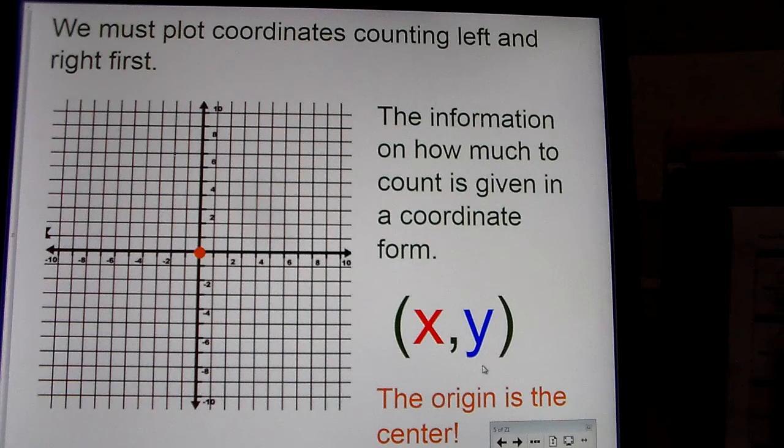The y value tells us how much up and down. So that second number in the coordinate tells us up and down. If it's a positive number, we count up from the origin, and if it's a negative number, we count down from the origin. The origin, this orange dot, I put right here in the middle. That center point where the x-axis and the y-axis meet, that's the origin. That's the 0, 0 coordinate. Because it's not 0 left, right, and it's 0 up, down.